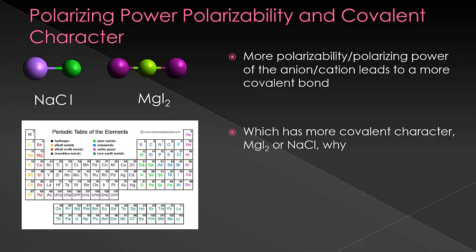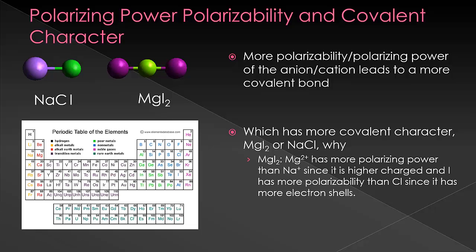Which has more covalent character: something like MgI or NaCl? So let's think about what we had before on the last slide. Here we have sodium with a +1 charge and magnesium with a +2 charge. They are about the same size, they have the same number of electrons. And so the magnesium having a +2 charge makes it smaller.